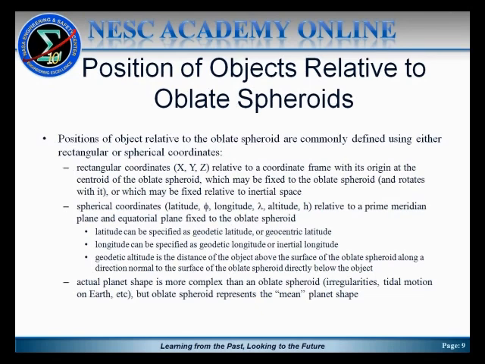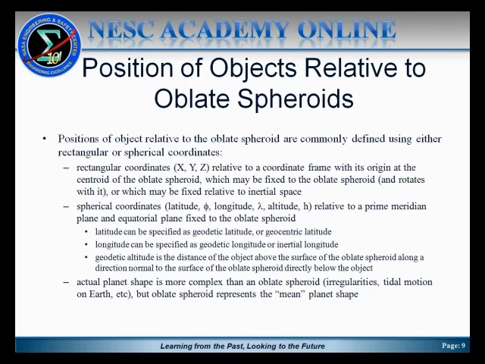When talking spherical coordinates, there are actually a number of spherical coordinates that can be used. They generally refer to latitude, depicted in this presentation by phi, longitude, depicted by lambda, and altitude, represented by the variable h. These are relative to a prime meridian plane and an equatorial plane that are fixed relative to the oblate spheroid. Latitude can either be specified as geodetic latitude or geocentric latitude. We will discuss each of those later and define what we mean by those.